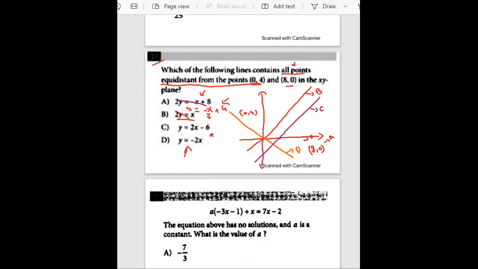Okay. Let's talk about some other line. Let's talk about line B. Let's say I talk about this point, the point right at the origin. Here, what is its distance from (0, 4)? 4 units. And what is its distance from (8, 0)? 8 units, right? So clearly B is not the answer.